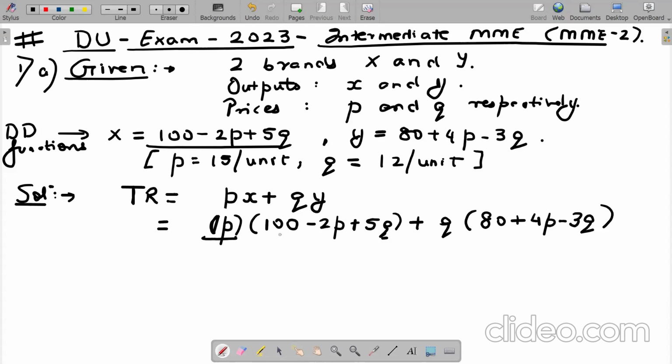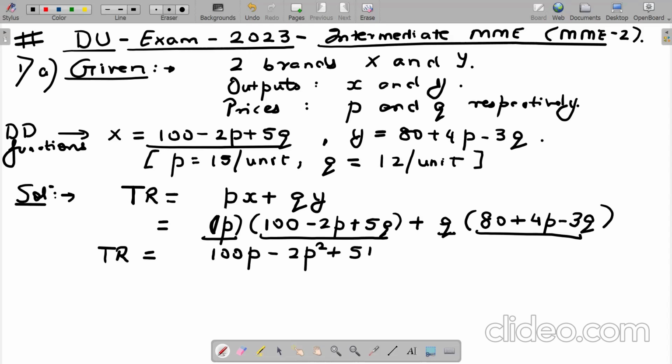So this is P, this is my whole X, this is Q, this is my whole Y. I can now open up the bracket. So total revenue is going to be 100P minus 2P square plus 5PQ plus 80Q plus 4PQ minus 3Q square.